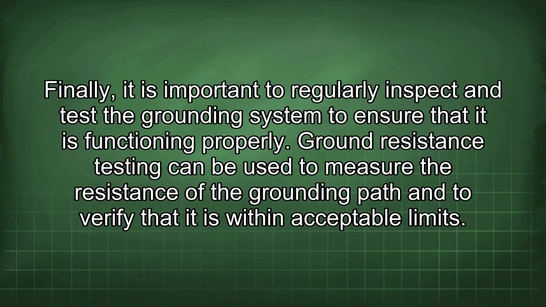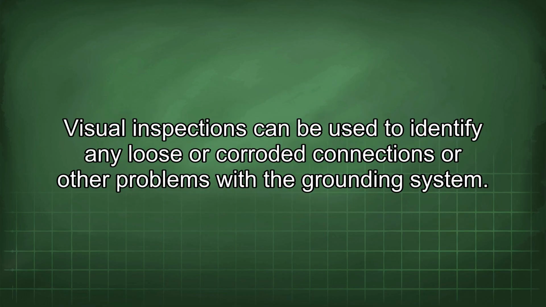Finally, it is important to regularly inspect and test the grounding system to ensure that it is functioning properly. Ground resistance testing can be used to measure the resistance of the grounding path and to verify that it is within acceptable limits. Visual inspections can be used to identify any loose or corroded connections or other problems with the grounding system.